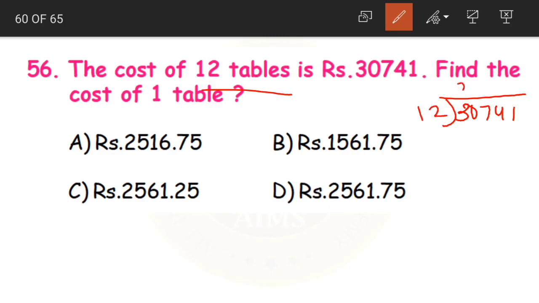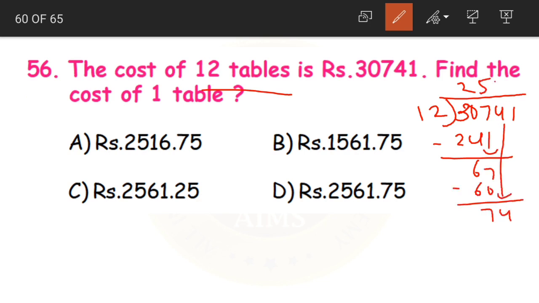We have 12 twos are 24. When we subtract, 6 is remaining, 7 brought down. Then we have 12 5s are 60. When we subtract, 7 is the remainder, 4 brought down. And then we have 12 6s are 72. When we subtract, 2 is remaining, 1 brought down. We have 12 ones are 12. When we subtract, 9 is remaining here. Yes, what is the answer here? 2561. But we are having a remainder here.